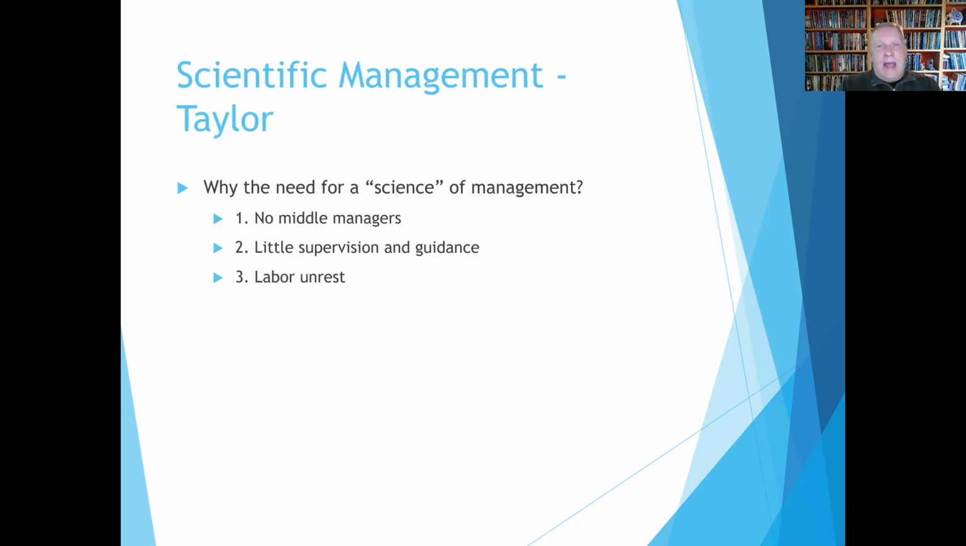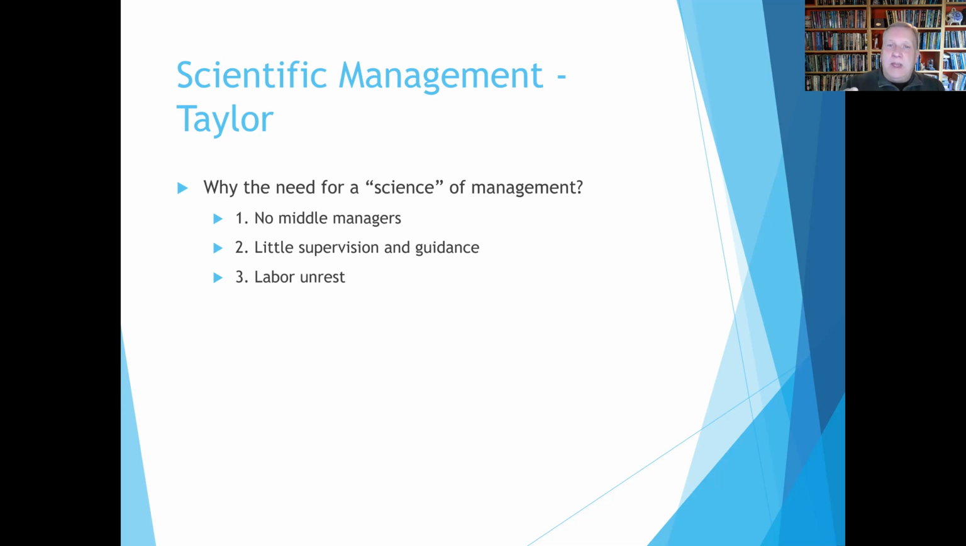Our second main classical theorist in the classical school that we cover in this course is Frederick Taylor. And you've read about Frederick Taylor before in his scientific management, so I'm sure you're somewhat familiar with it. But scientific management really came about because of a perceived need for creating this science of management. We needed to come up with a science whereby we can study management in order to come up with the correct way to do management. In other words, we're trying to find the one best way to do our jobs in organizations.